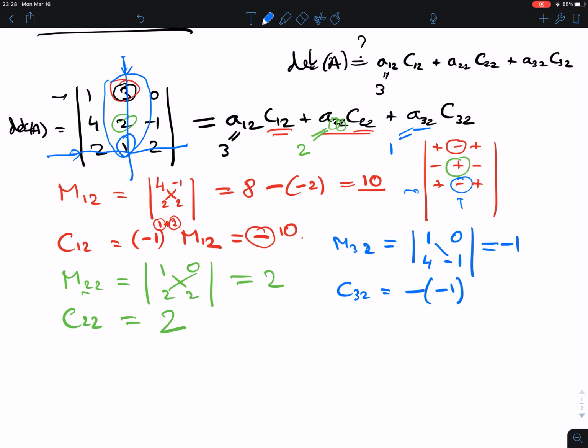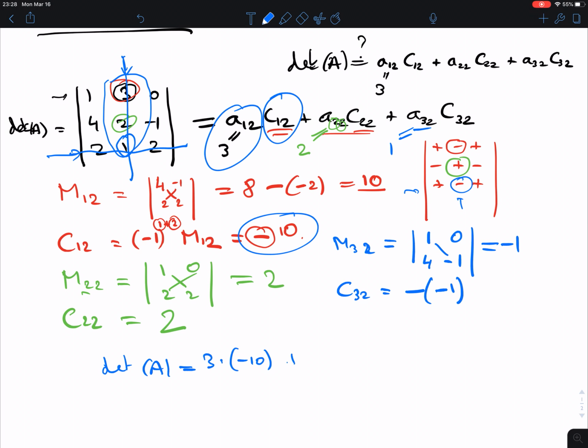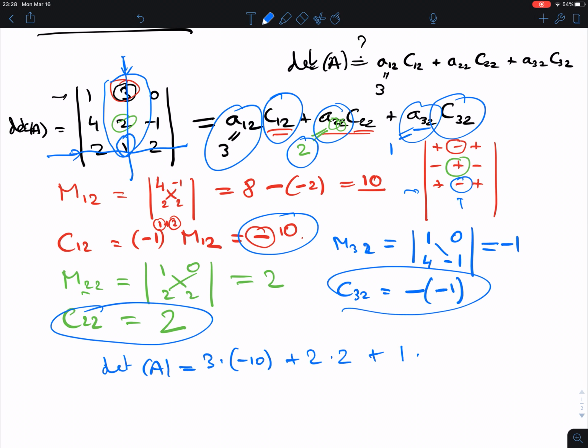I'll write it here. So the determinant of A is equal to A11, that is 3, times C11, that we calculated here, minus 10, plus A22, which is 2, times C22, which we calculated here, 2, plus, and finally, this A32, that was 1, times C32, which we calculated here, that was minus 1, which is also 1. Okay, what we get is minus 30 plus 4 plus 1, that is minus 25. That is the determinant of this matrix.